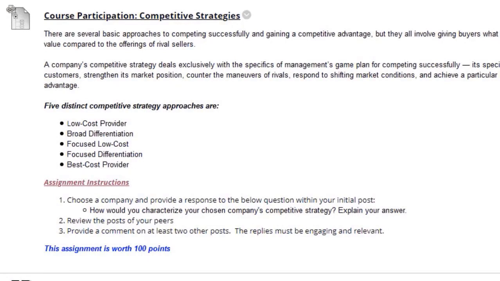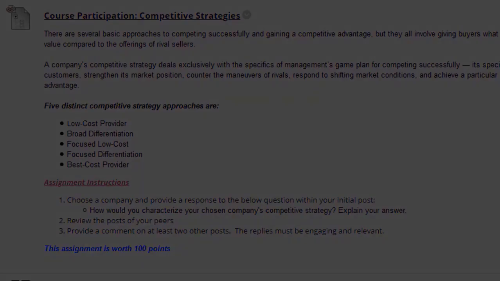Next, we have the course participation competitive strategies. You're basically going to analyze the 5 distinct competitive strategy approaches that there are, and then you're going to choose a company and you're going to inform your classmates what competitive strategy they are using. Then you, of course, will be responding to at least 2 other posts within the discussion board.